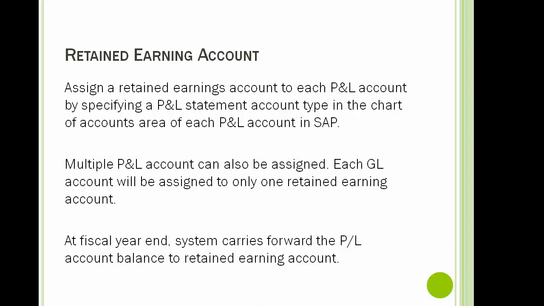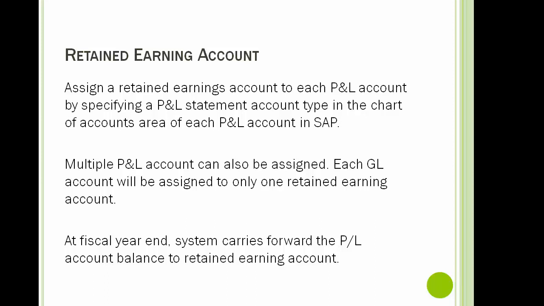At fiscal year end, the system carries forward the profit and loss account to the retained earning account. Now, in this case, what we do is we assign a ledger account as a retained earning ledger, so that the system could calculate what the profit or loss is at the end of the year. So that is what it is all about: assigning a retained earning account to profit and loss. So assigning a GL or a ledger so that the system could decide what will be the profit and what will be the losses at the end of the year.